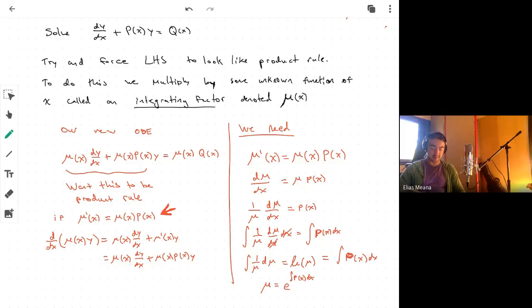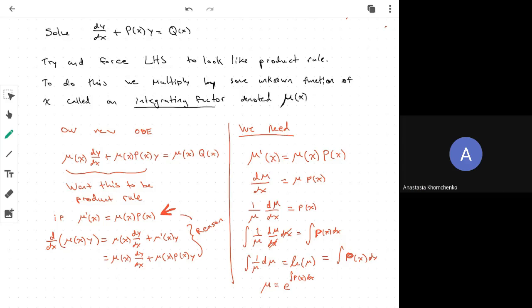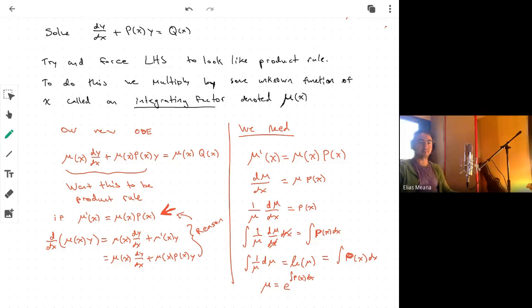Okay. This is just showing you the reason why this has to be true, right? All right. So let's try and do some recap really quick before we go forward anymore.